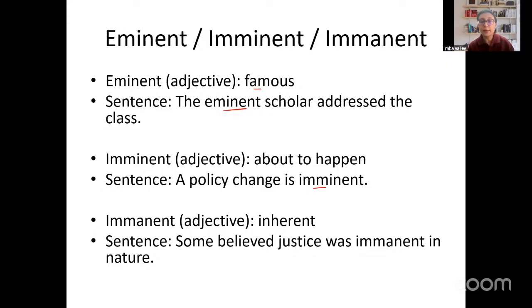Something that is about to happen. A better example is what I just told you. If you see black clouds in the sky, then rain and thunderstorm is imminent.